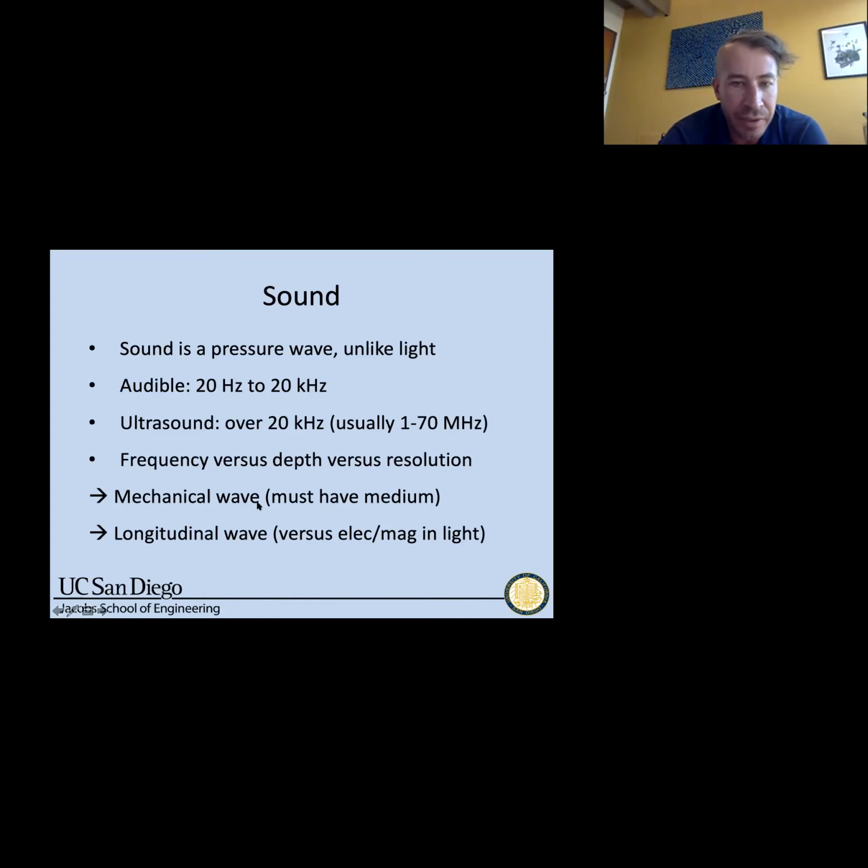Well, we talked about this. It's a mechanical wave. It must have a medium, and it's a longitudinal wave, meaning that in the direction of propagation, it affects the medium in that direction, right? So as it propagates, it affects the medium through what's known as compression and rarefaction, and we'll show that in a minute.